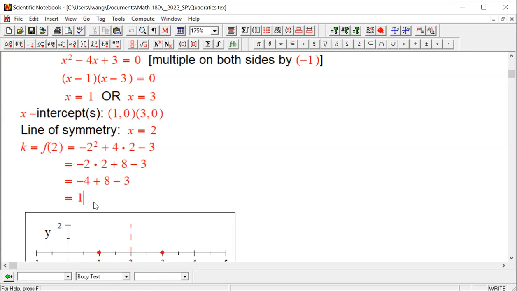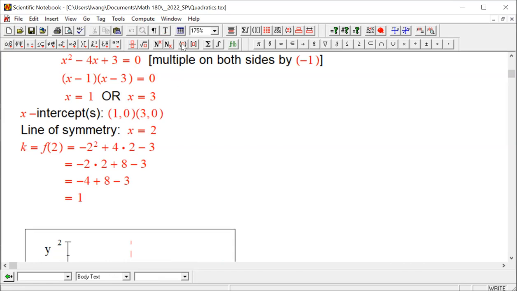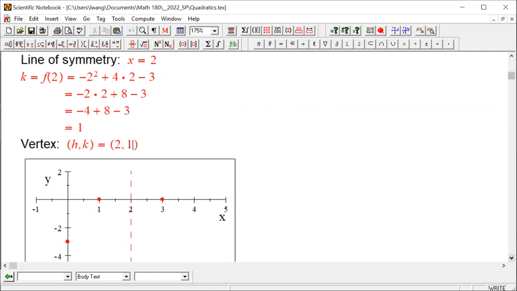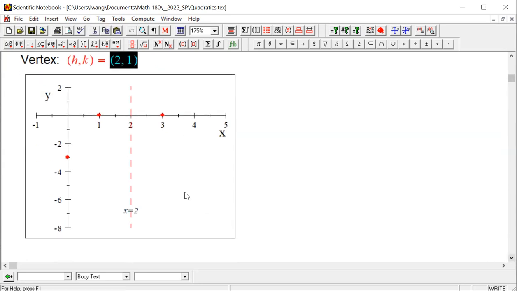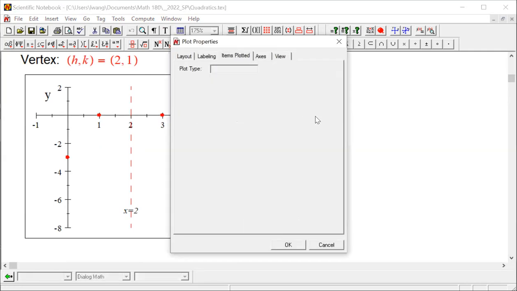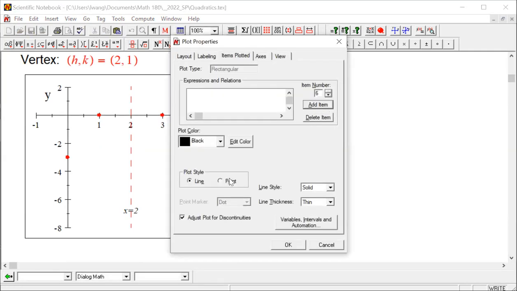Okay, so now we got both h and k. So the vertex is h, k. So the vertex is found this way, in this case without completing the square. We got a vertex. The vertex, that red dot.